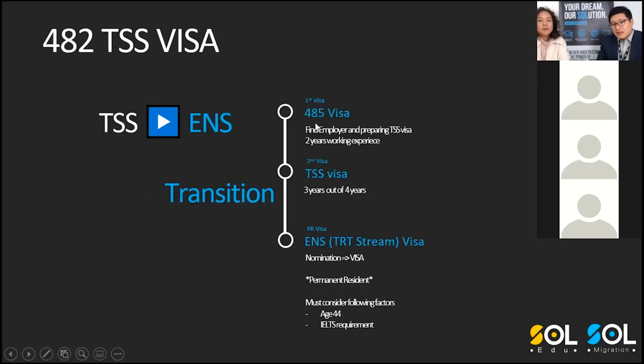This is a very common case currently. Applicants holding the 485 student visa and 485 graduate visa have 2 years work experience. They move to the TSS visa. Under the TSS visa, they work 3 years. Then they move to the permanent visa, which is subclass 186, ENS transitional stream. To apply for this ENS visa, you must be under 44 years of age and have IELTS 6.0.